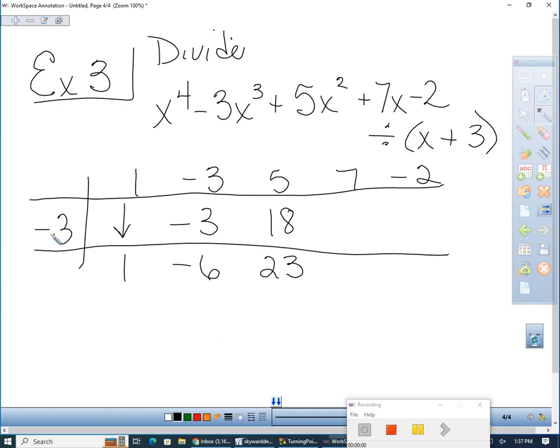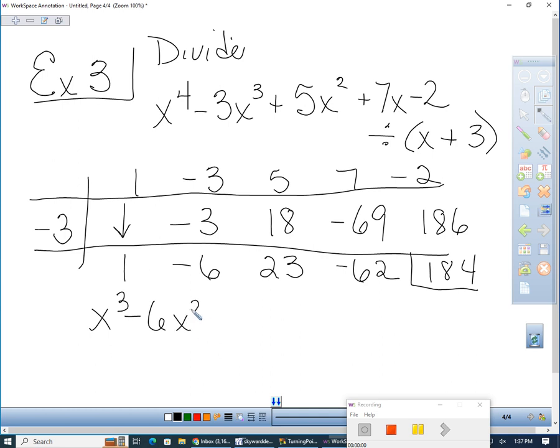Now we multiply. Negative 3 times 23 is negative 69. Add them together, we get negative 62. Now we multiply. Negative 3 times negative 62 is positive 186. Add them together, we get 184. All right. So now this goes down by 1x. Remember, this is our remainder. So we have x to the 3rd minus 6x squared plus 23x minus 62, remainder 184.